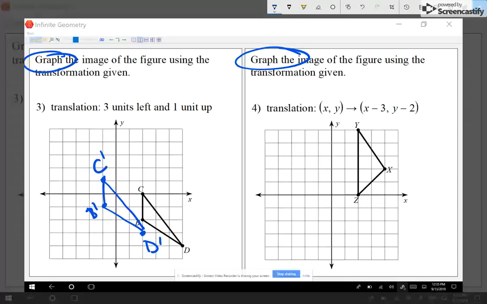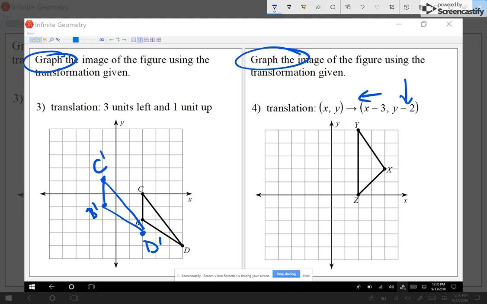But x minus 3, remember, x tells me right or left. So minus 3, that's basically to the left. And then the y tells me up or down. So that one is down because it's minus. If I wanted to do 3 to the right instead of 3 to the left, I would have said x plus 3 instead of x minus 3. Remember, the x tells me right or left. The y tells me up or down.